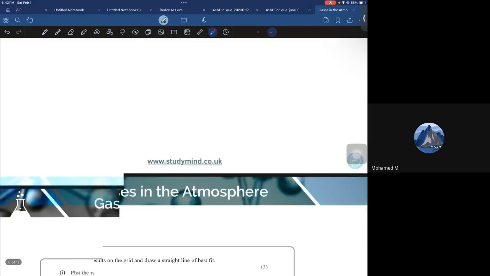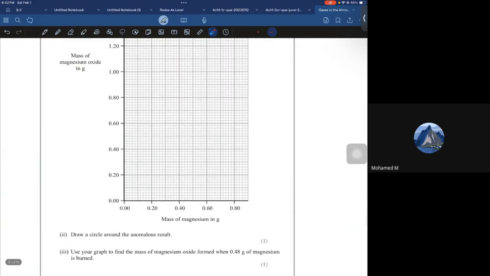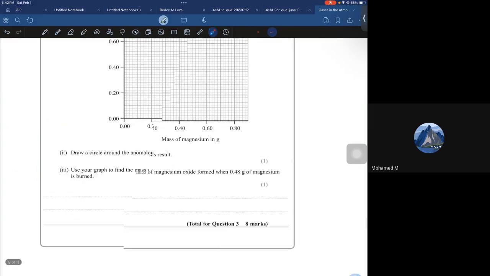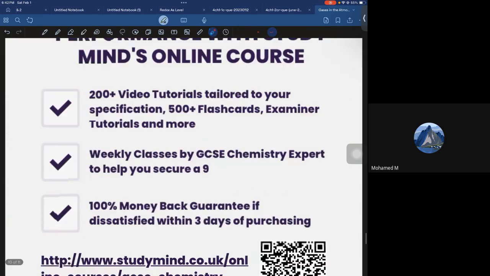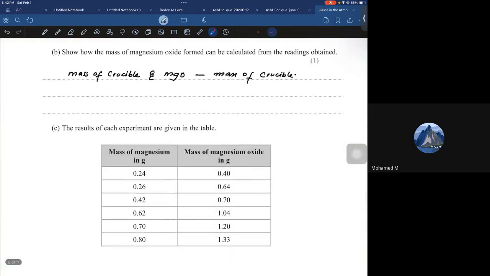Okay. So now they're going to ask you to draw the graph, obviously. Then you have to draw a circle around the anomalous result. I'm going to send you this file. You're supposed to draw the curve, okay? Okay.